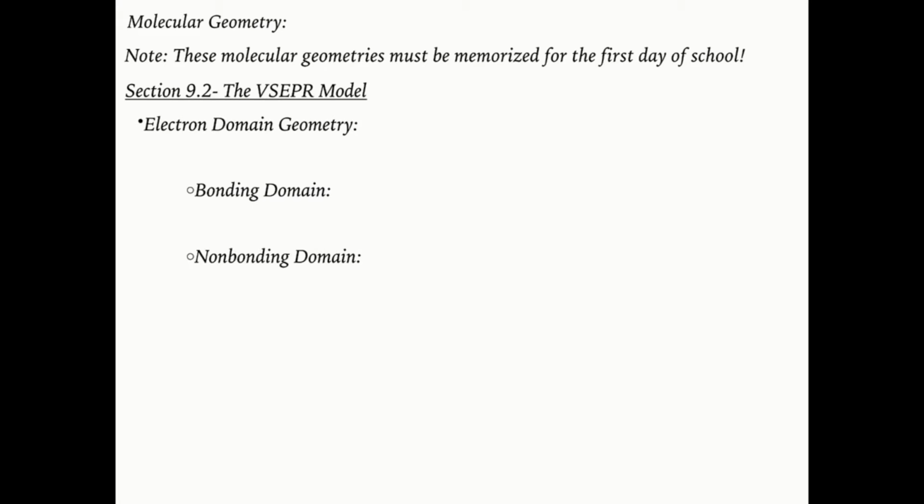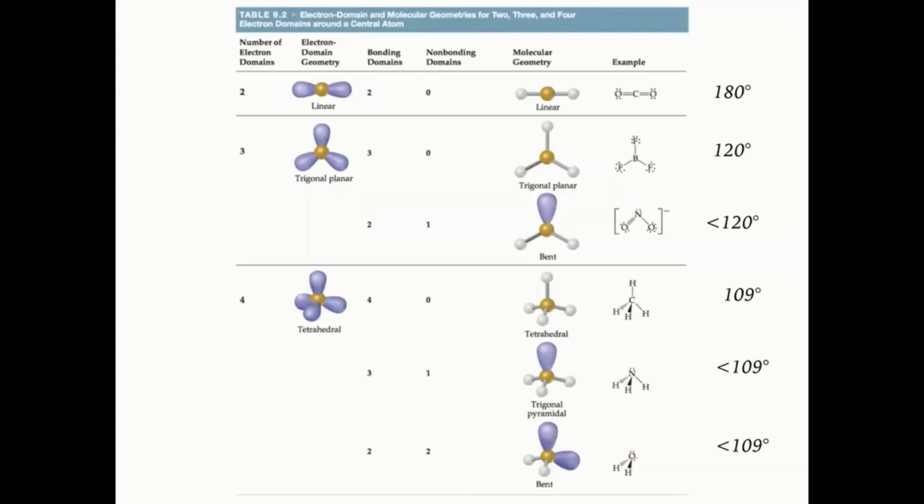All right, so really quickly, when we're deciding what the molecular geometry of a molecule is, the first thing we need to determine is the electron domain geometry. So the electron domain geometry takes into account both the bonding domains and the non-bonding domains. Your bonding domains are simply the number of covalent bonds that your molecule has, while your non-bonding domains are simply the number of lone pairs of electrons.